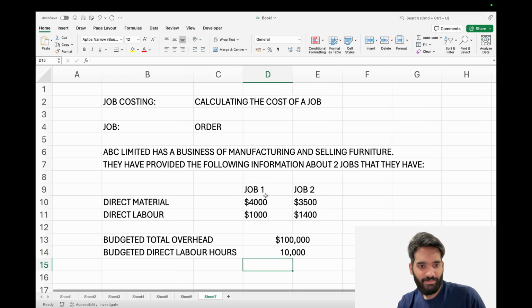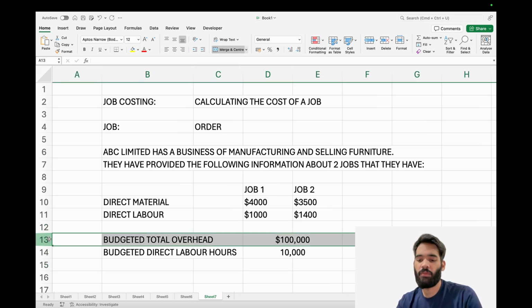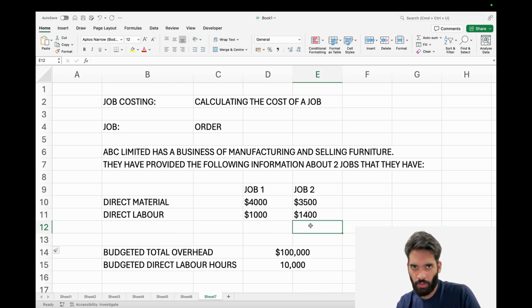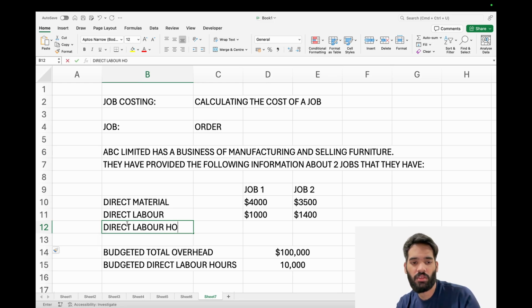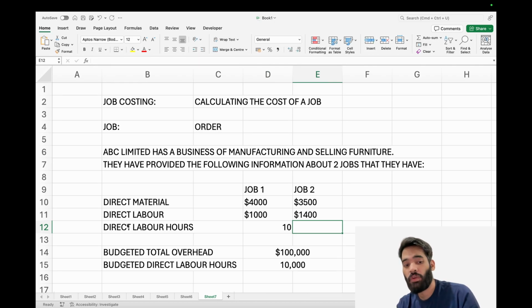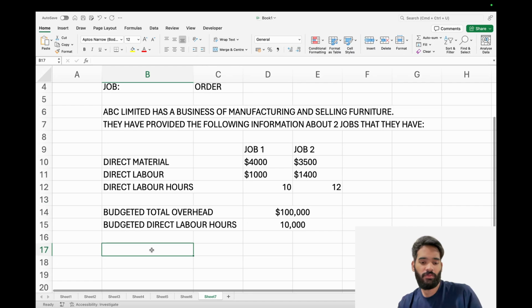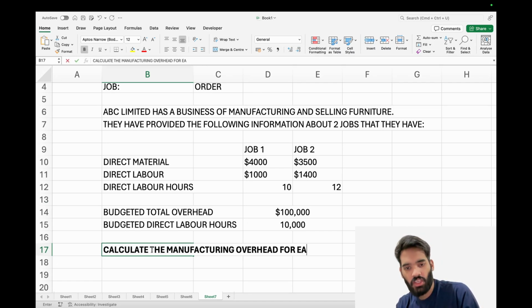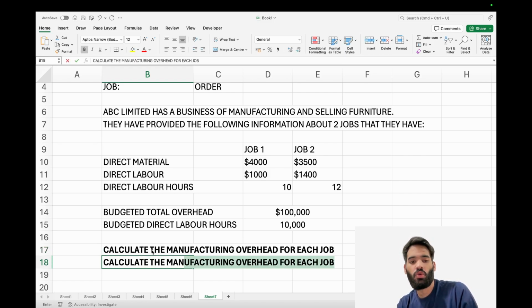Now you will be given one other piece of information, because to find overhead I need to know how many hours I used on each job, so I can distribute the money based on the hours. Let's say in job 1 we use 10 hours, and in job 2 we use 12 hours. Now the question will ask you to calculate the manufacturing overhead for each job, and then calculate the total manufacturing cost for each job.